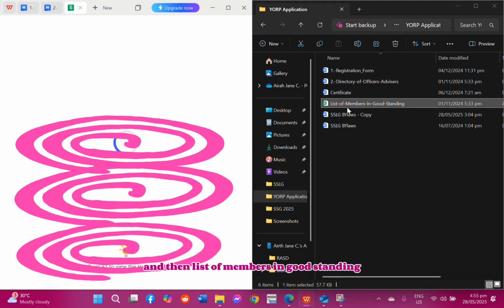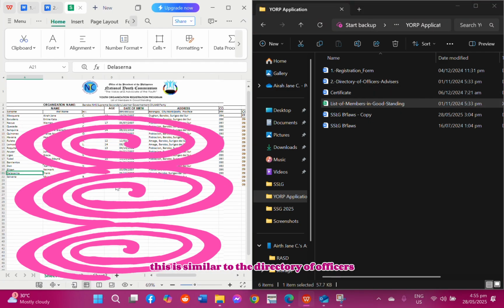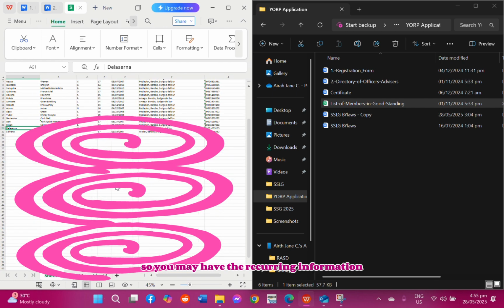And then list of members in good standing. This is similar to the directory of officers. So you may have the recurring information.